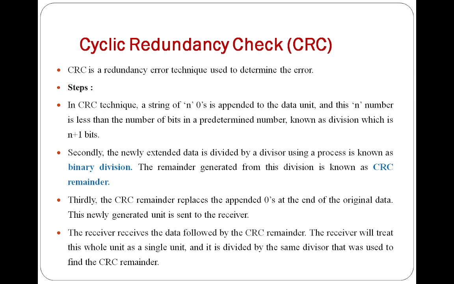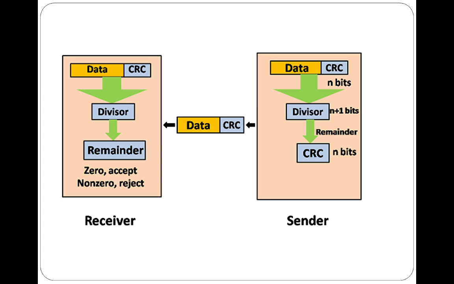And now let us move on to the block representation of the CRC, cyclic redundancy check error detection mechanism. So here you can see that the original data is added with the CRC. Then we perform the division by the divisor and we get the resultant value as a remainder. If it is 0, we accept; if it is non-zero, we can reject.